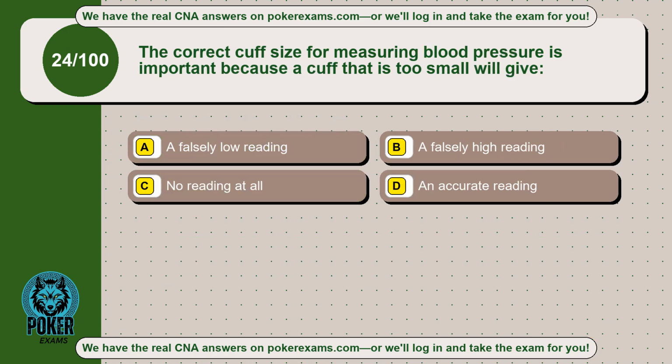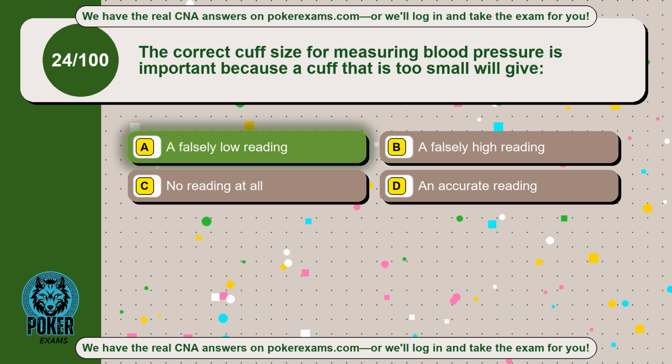Question 24. The correct cuff size for measuring blood pressure is important because a cuff that is too small will give: Option A, falsely low reading. Option B, a falsely high reading. Option C, no reading at all. Option D, an accurate reading.